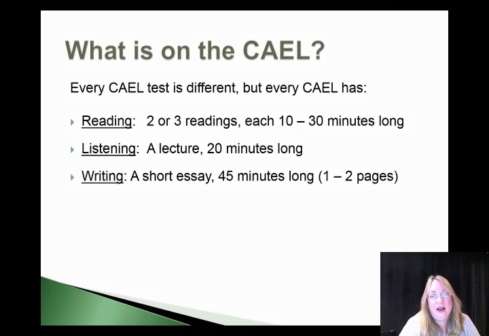What is on the CAEL? Every CAEL test is a little bit different, but every CAEL has the three sections of reading, listening, and writing. Reading is 2 or 3 readings, so 2 or 3 articles, each 10 or 13 minutes long with questions to answer. The listening is a lecture, a recorded lecture of 20 minutes long. And the writing is a short essay, which is timed at 45 minutes, and ideally you write 1 or 2 pages.